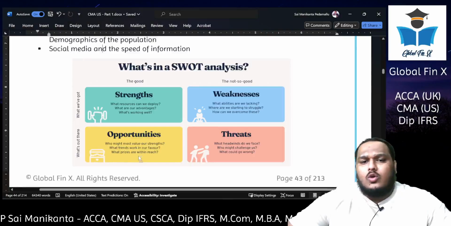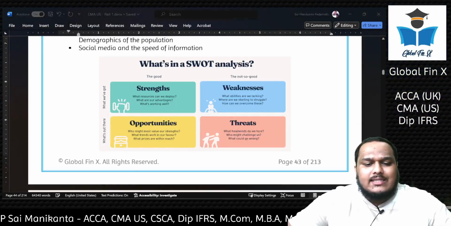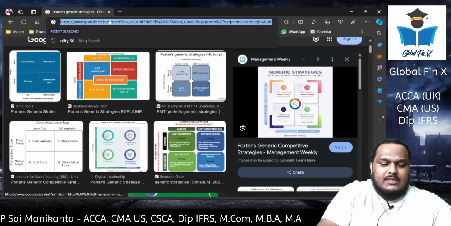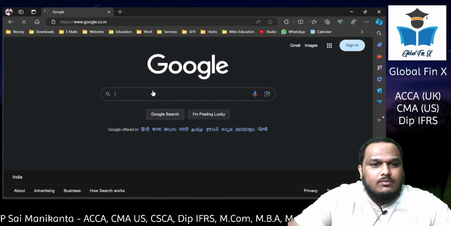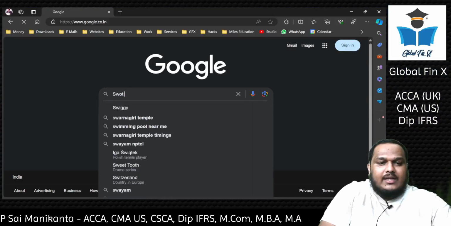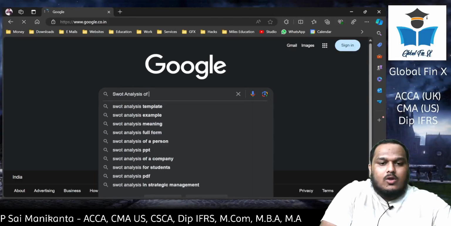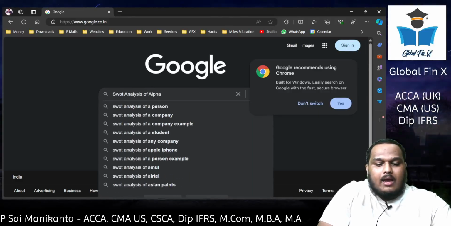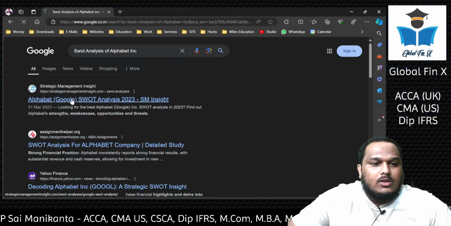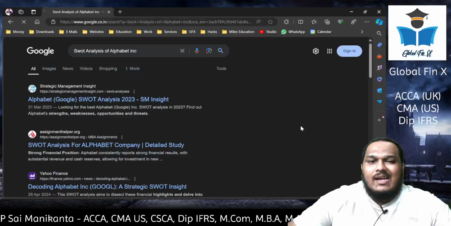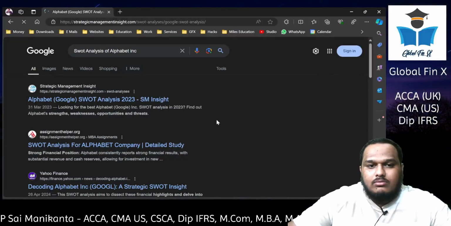So you can just go to Google and type SWOT analysis of any company. For example, if I just type google.in, and if I type SWOT analysis of, let's say, Alphabet Inc. Alphabet is your Google. So you might find some nice examples there.